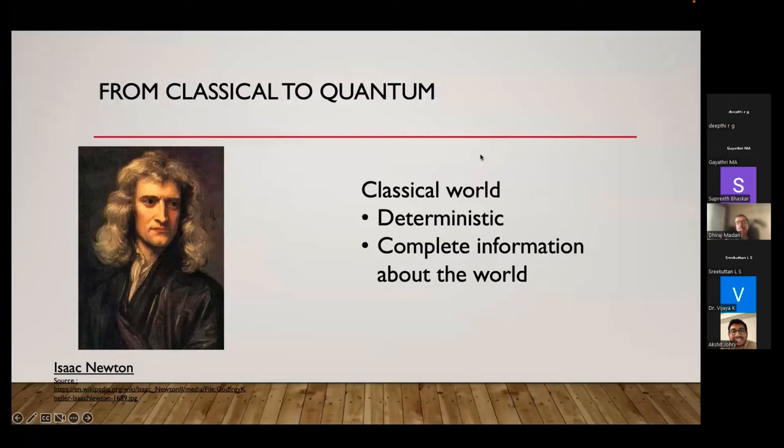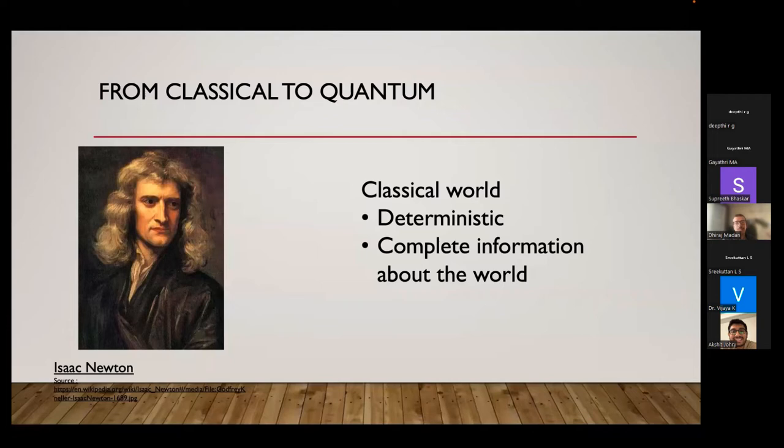So now let's see how quantum essentially allows us to win the game. Before moving to quantum, let's see what classical physics was. In classical physics, the world is completely deterministic and you have complete information about the world. Even in high school you studied Newtonian mechanics: if you know the position and initial velocity of every particle, you can determine the future trajectory. You write a bunch of equations based on Newton's laws, and solving them produces a trajectory of every particle, right?